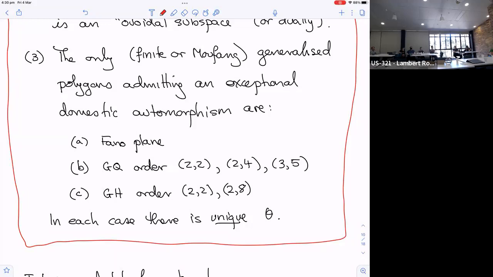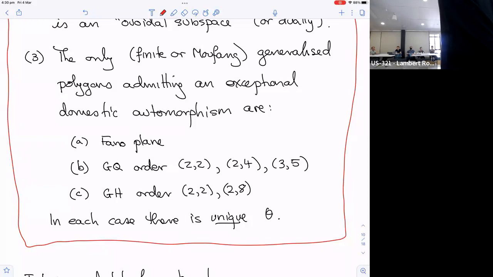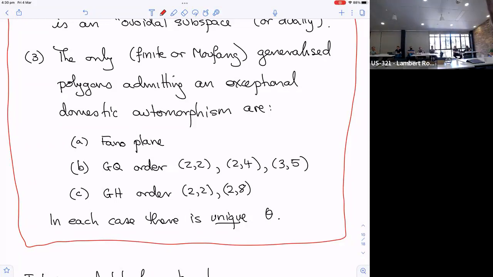For generalized quadrangles of smallest orders, which are order (2,2), that means 3 points on each line and 3 lines through each point. For example, this one means 4 lines through each point and so on, or the dual of all of these. But anyway, the point is, these are the smallest generalized quadrangles you can have. This is the one I drew earlier, in fact. And also the smallest generalized hexagons, of order (2,2) and (2,8), give us examples. They're the smallest ones. So there are very, very few of those.